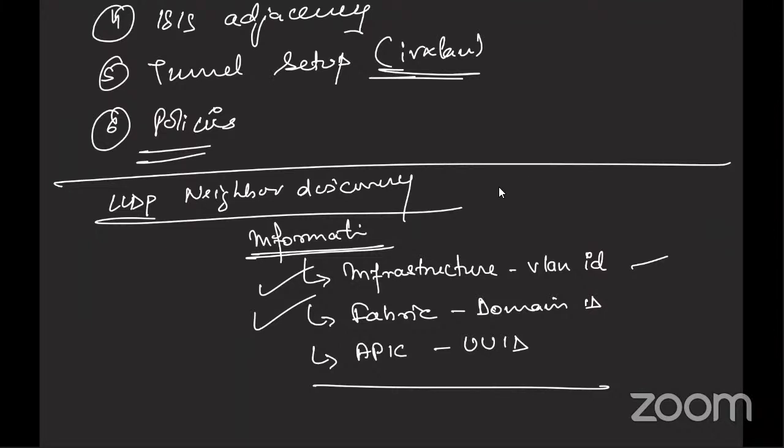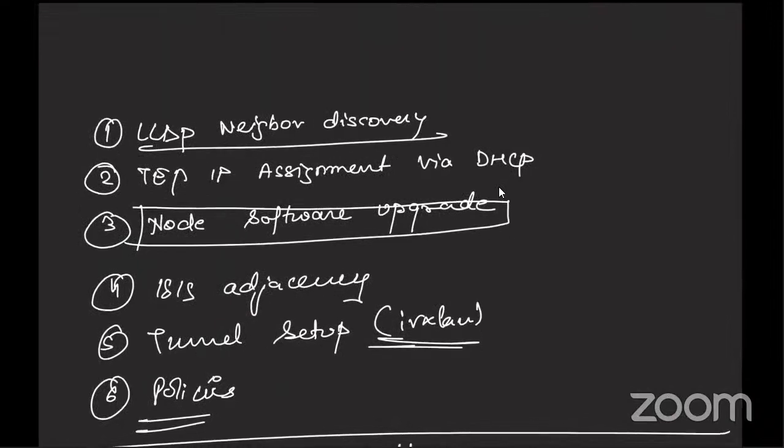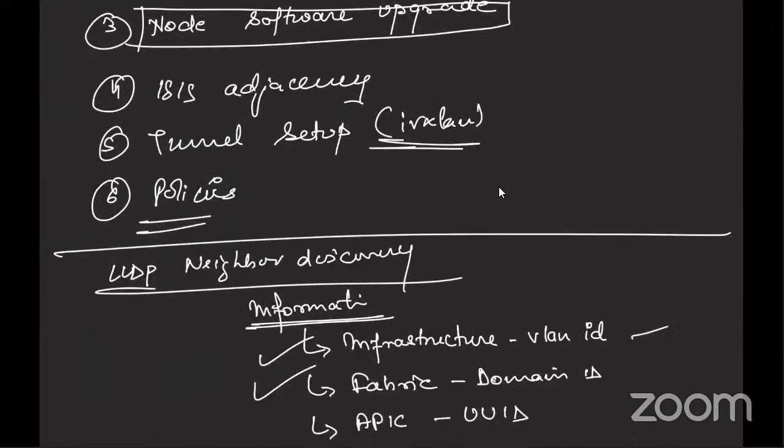Okay, so this is important. This is the initial information that it's going to exchange. If it is a scratch leaf, if nothing is there, then it's going to take it. Otherwise, it's going to give you the incorrect information or information mismatch error. Okay, so after this is done, your adjacency is going to be formed. Discovery I already told you. Then we're going to log in. After that we're going to do the TEP assignment.